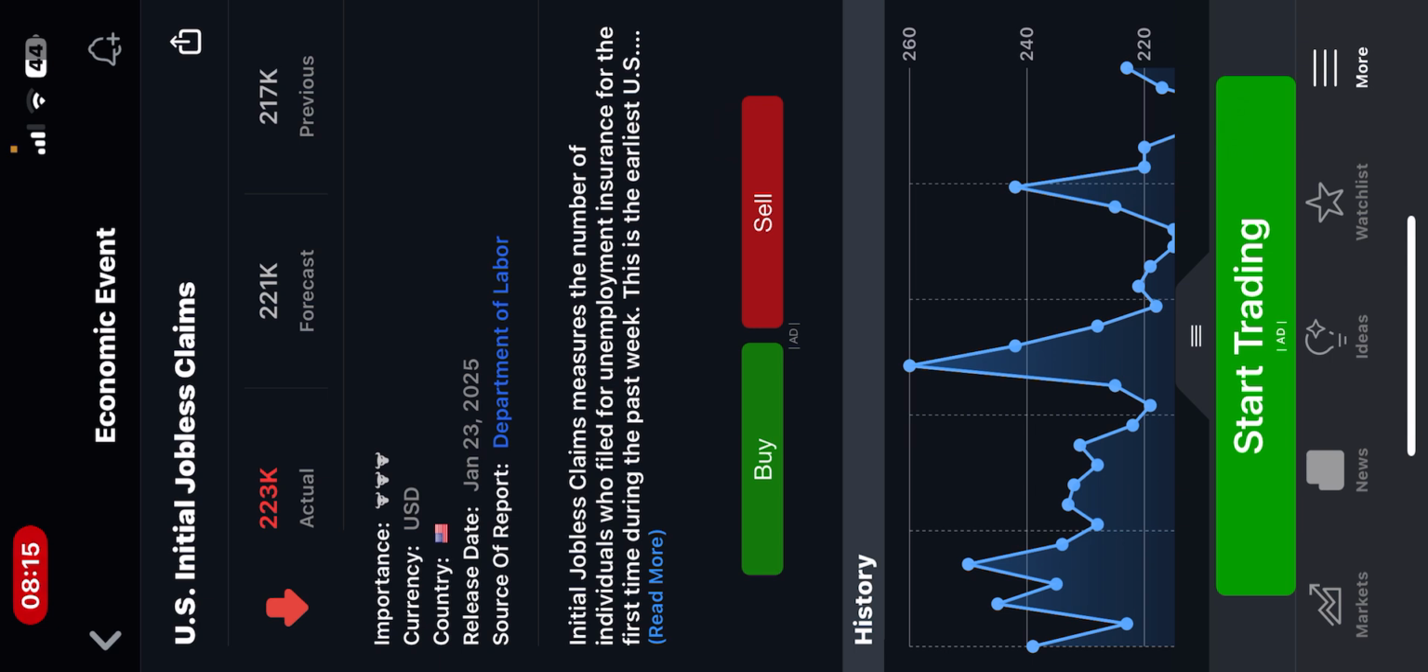You'll see that on the US initial jobless claims, the forecast was that 221k people are unemployed and have applied for the unemployment insurance fund. So they were expecting 221k people. Then the real data comes out, and they find out that it's 223k people unemployed, meaning there are 2k more unemployed people than expected. This will weaken the dollar. This is bad for the dollar, and that is why the dollar lost. You can see why the dollar went down.